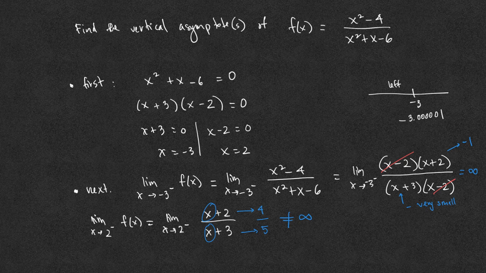To recap, we have a vertical asymptote at x equals -3 only. When we write the vertical asymptote, we need to write x equals.